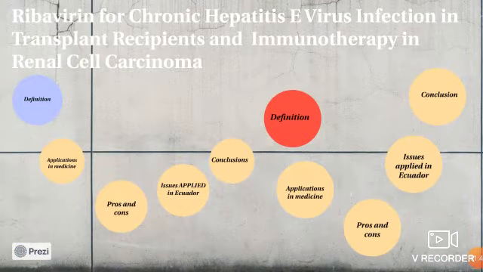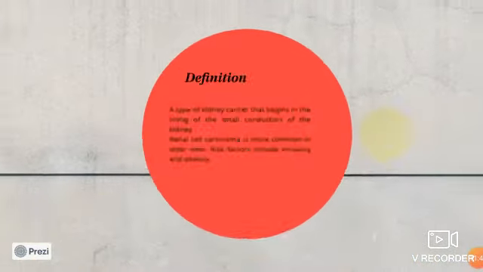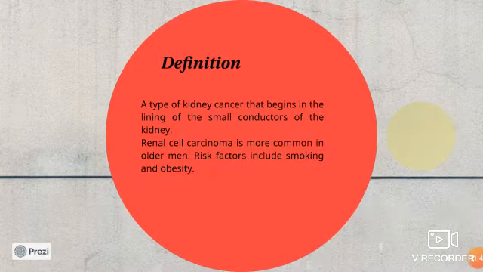Immunotherapy in renal cell carcinoma. Definition. A type of kidney cancer that begins in the lining of the small conductor of the kidney. The renal cell carcinoma is more common in older men. Risk factors include smoking and obesity.